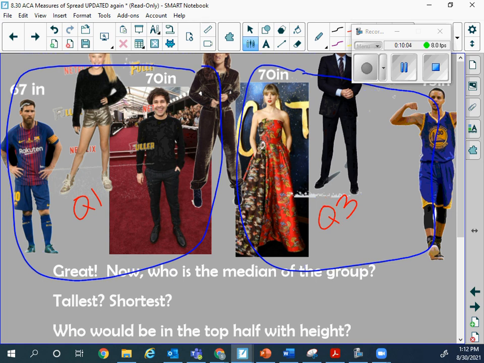Well, if you'll remember, each chunk is what percent? 25%. So here we're at 25%. To get to Zendaya, we're actually at 50%. They didn't call it Q2. What did they call it in the video? The median. Then we've got the next 2 people, which gets us to Q3, and then Stephen's over here for Q4. That makes sense. Okay?